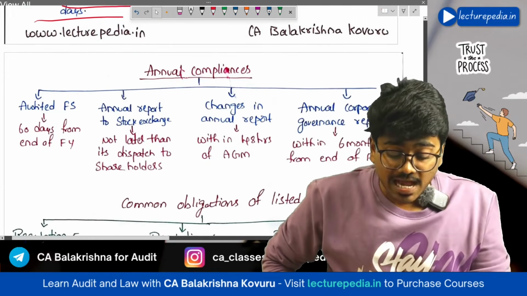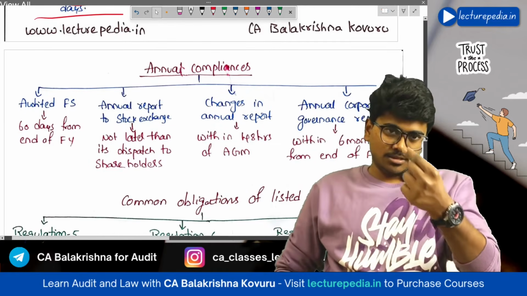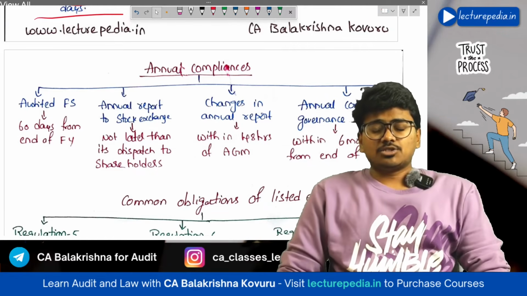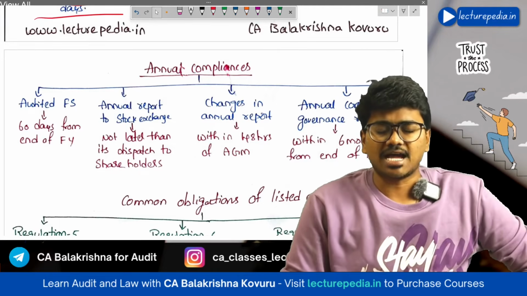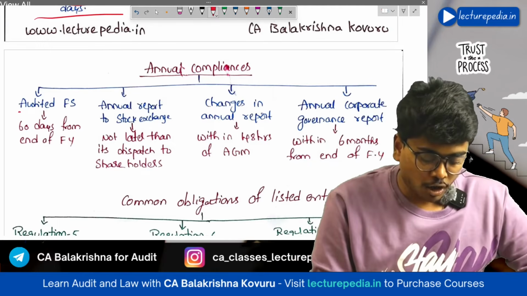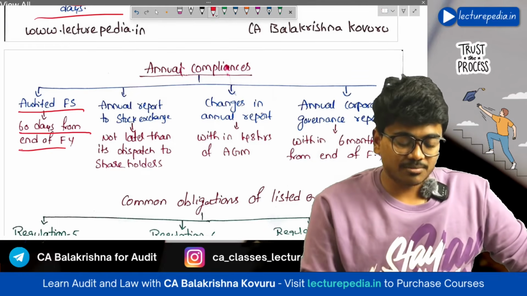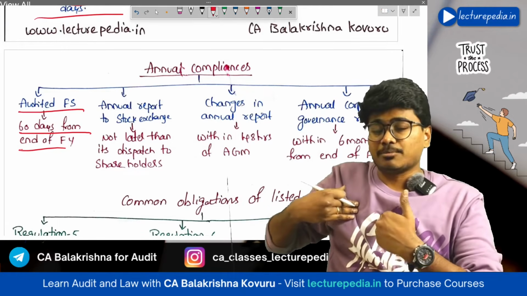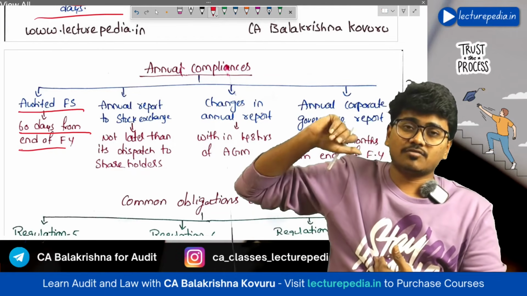Now moving to annual compliances. That means for a financial year, you have to make certain compliances. Just like on a quarterly basis you have submitted financial statements, on an annual basis also you will submit annual financial statements and the audit report to the stock exchange. Audited financial statements on an annual basis have to be submitted within 60 days from the end of the financial year.